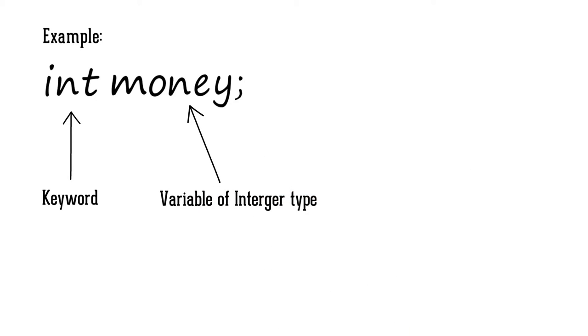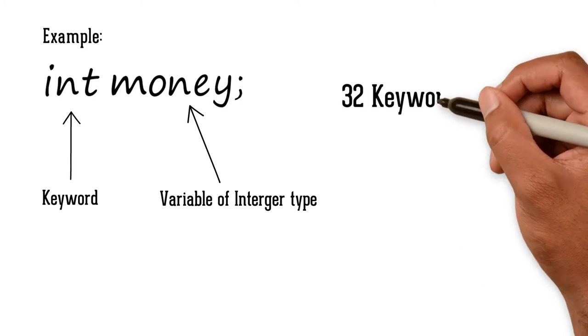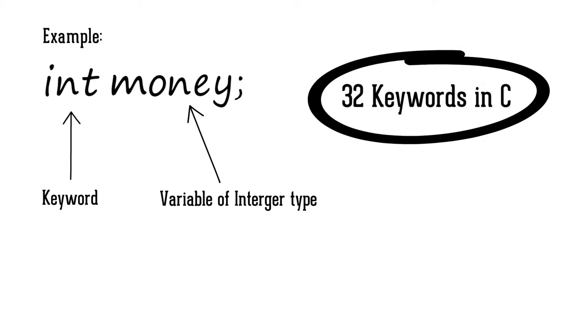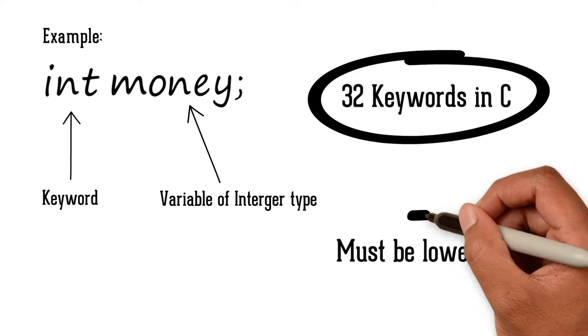Points to be noted: there are only 32 keywords available in C, but the list may also include some additional words in some C compilers. And all the keywords must be written in lowercase.